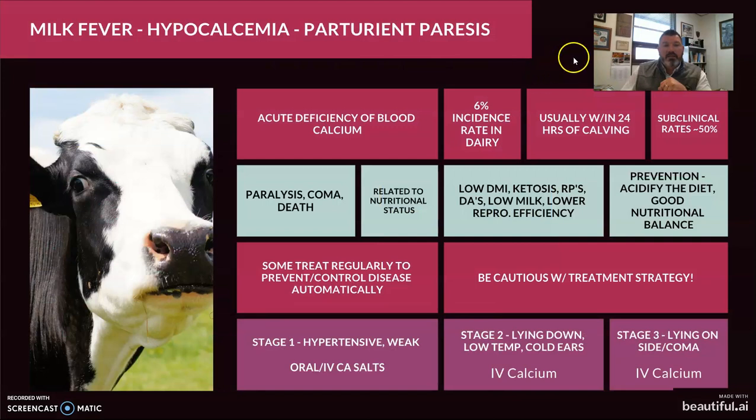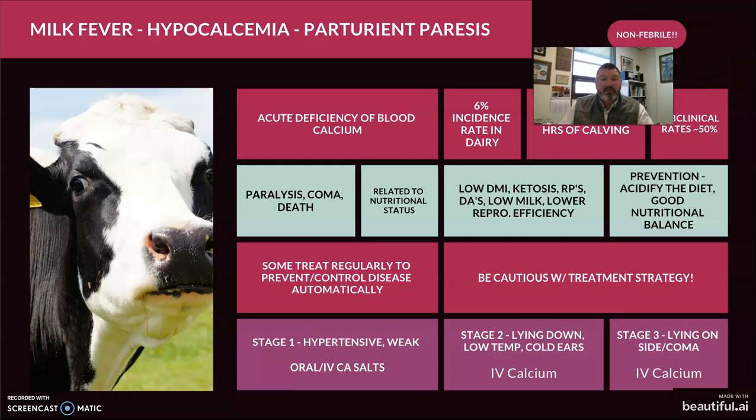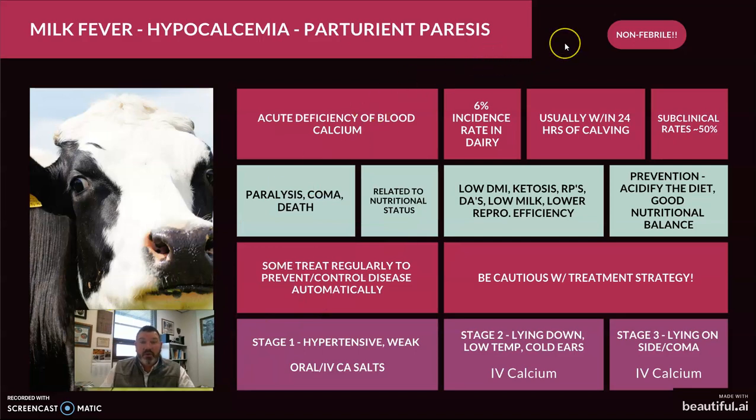Next disease on the list is milk fever, also known as hypocalcemia or parturient paresis. The fever part of milk fever is a misnomer because it is non-febrile. They do not have a fever. In fact, they'll typically be low on body temperature. So this is an acute deficiency of calcium in the blood, with about a 6% incidence rate in dairy cattle.